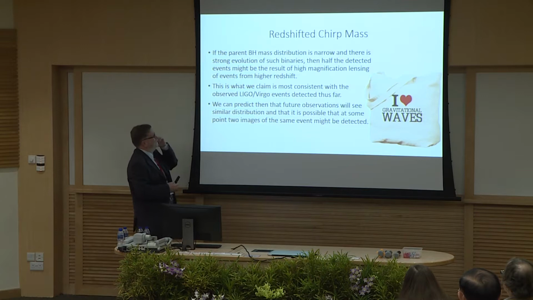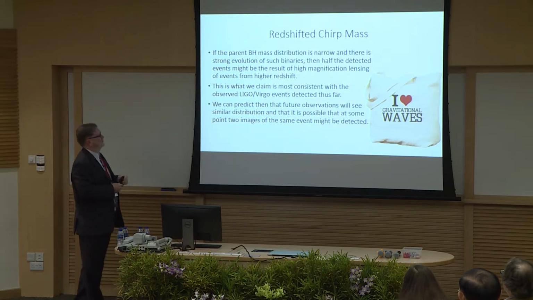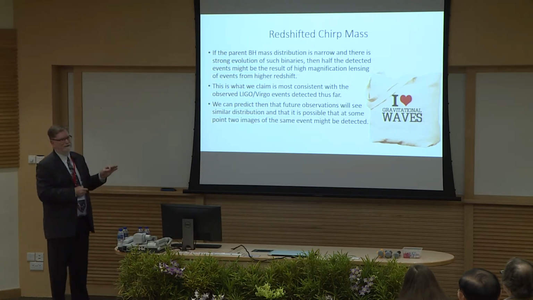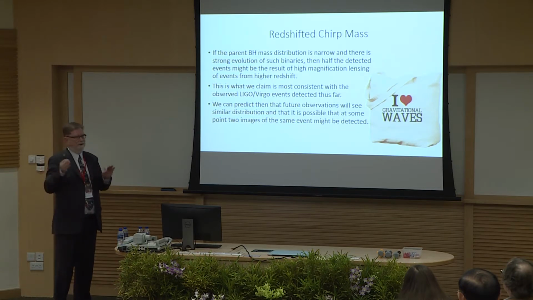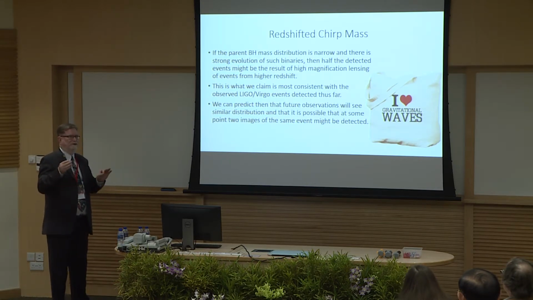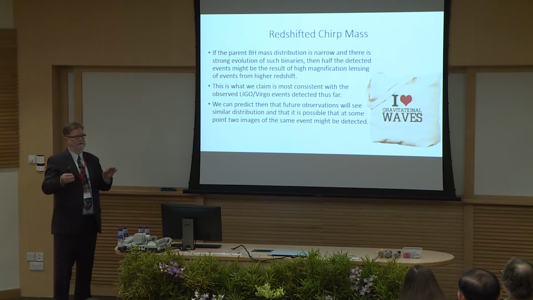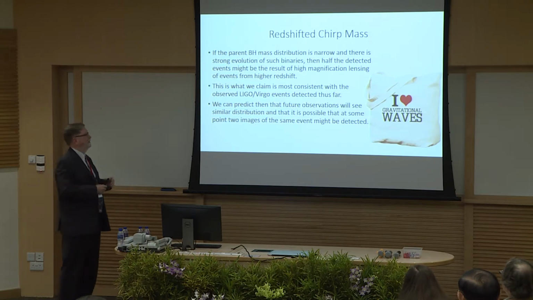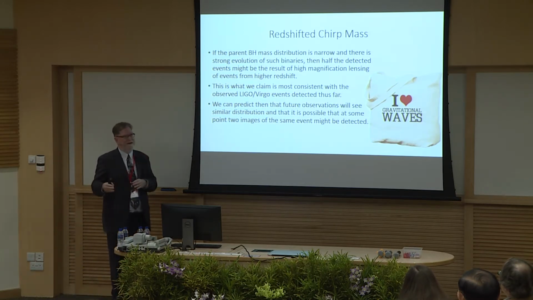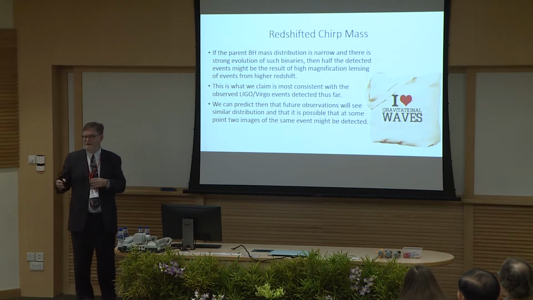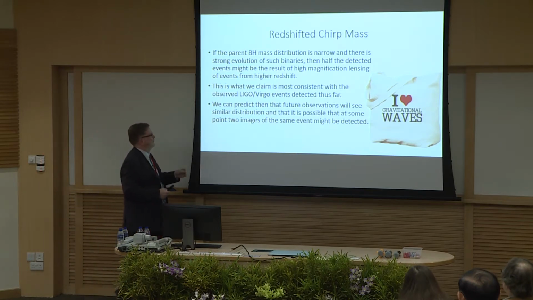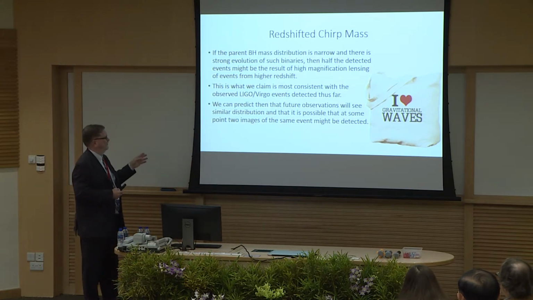And so this is what we are claiming is most consistent with the observed LIGO events detected so far. It's up to other people to put up better models, but there's going to be data coming in that's going to differentiate this model from other models fairly soon. And there's some data in the can that might be able to do some of the discrimination already. So we can predict in the future that we're going to see a similar distribution to our Monte Carlo.